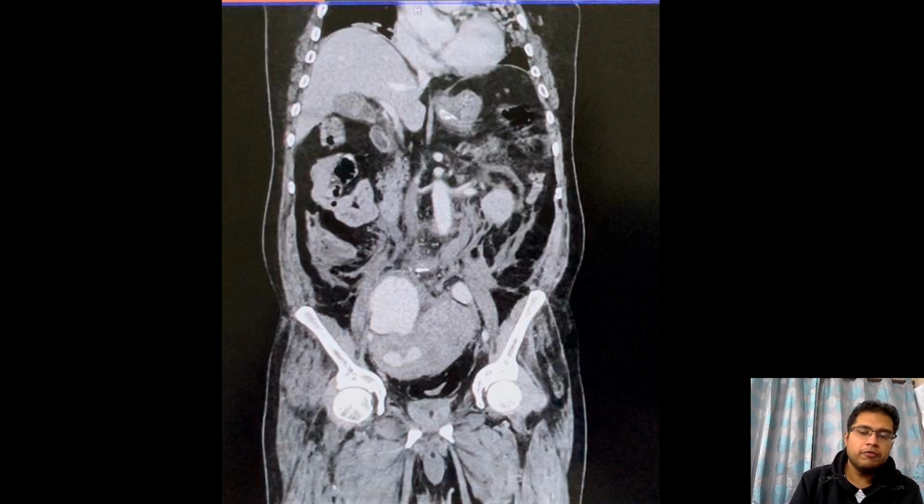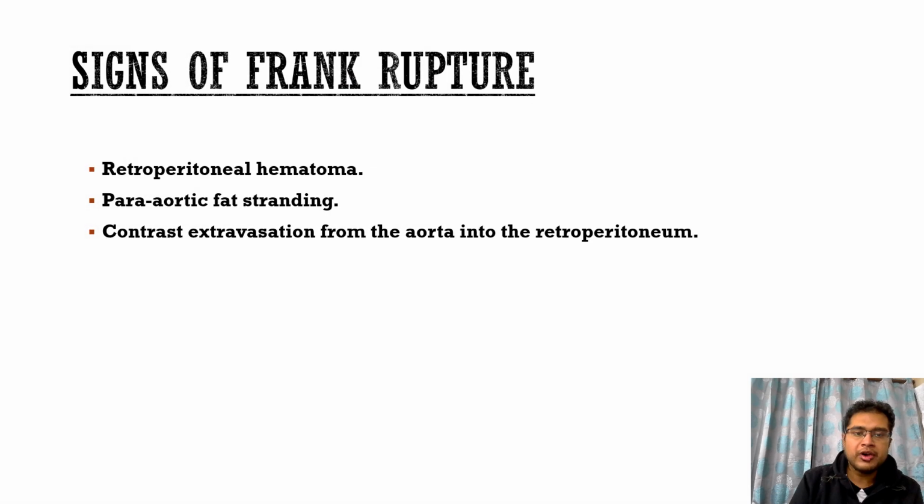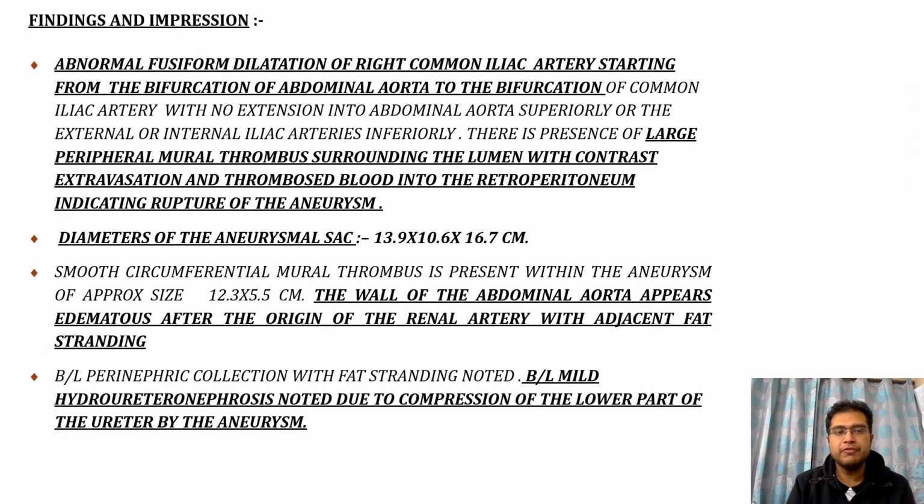So the signs of frank rupture include a retroperitoneal hematoma, para-aortic fat stranding, and contrast extravasation from the aorta into the retroperitoneum. All three were present in this particular case, indicating a frank rupture.